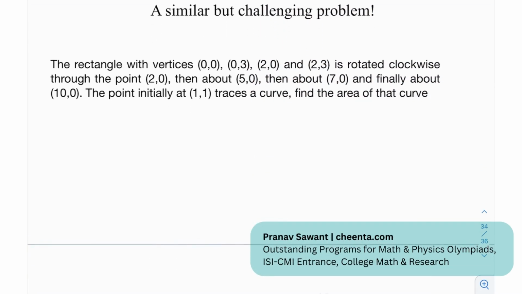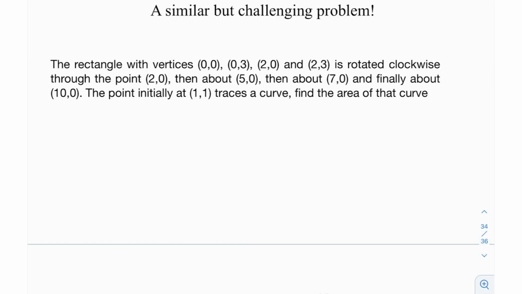Okay, so we have a similar but challenging problem. And here we don't really have a curve, but rather a closed, convex figure. It says that the rectangle with given vertices is rotated clockwise about the point (2, 0), then about (5, 0), then about (7, 0), and finally about (10, 0). Again, this is like playing with graphs. Just graph this out and see how these clockwise rotations happen. And then it says the point initially at (1, 1) traces a curve; find the area under that curve.